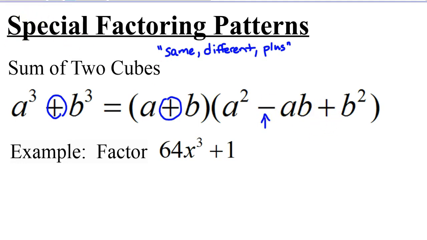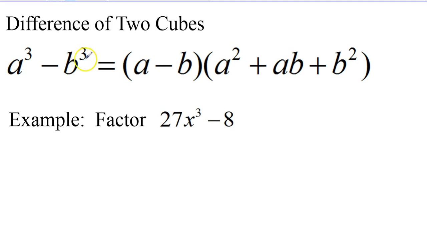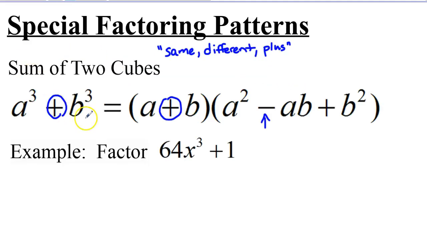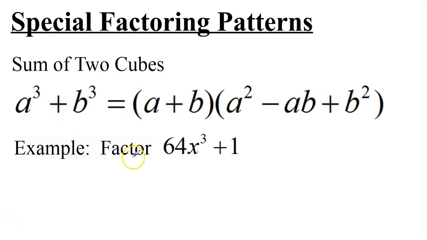So for example, if I were to jump ahead to see what it looks like for a difference of two cubes, it follows that same idea. Same, if it's a difference, first thing is same, then different, and then it ends with a plus. Okay, so as we're going back to try to get this in our head, this sum of two cubes factoring pattern: same, different, plus.